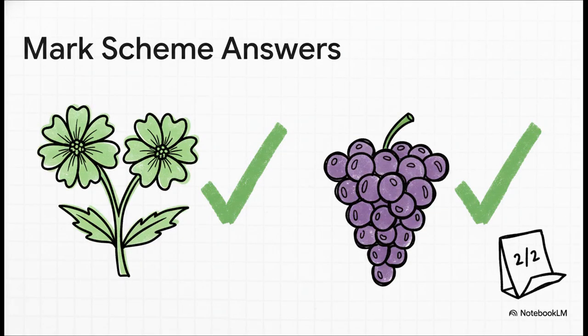And boom! Here are the answers, straight from the mark scheme itself. 1 tick for to increase fruit size, another for to promote flower production. That's it. Nice and simple. 2 marks secured. Let's keep the momentum going.